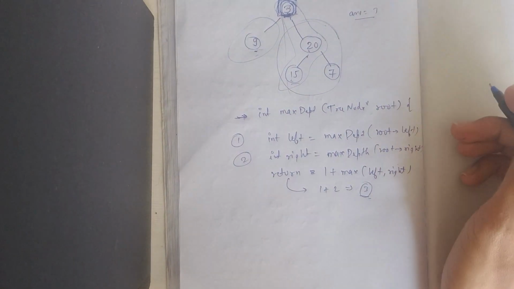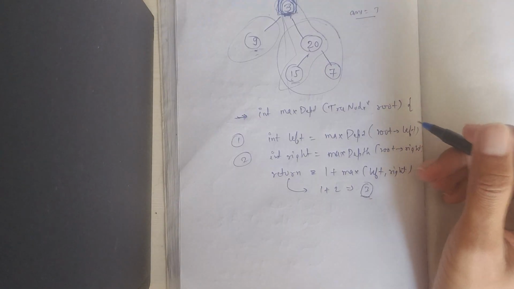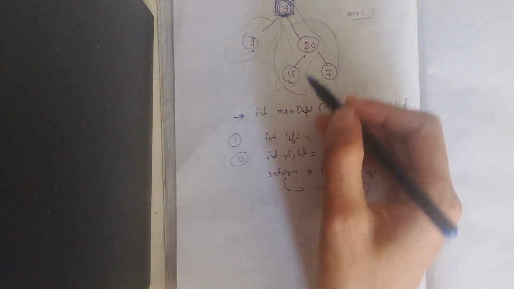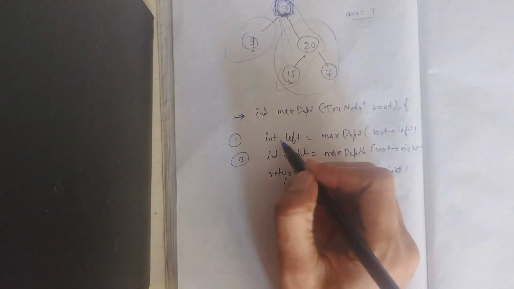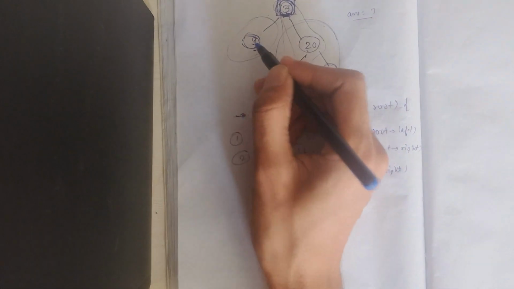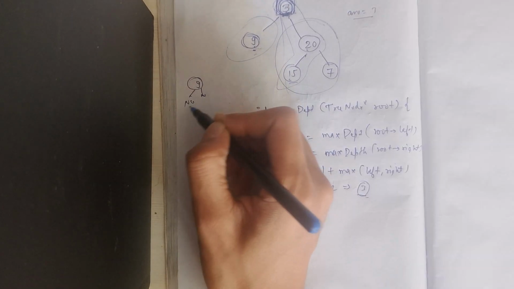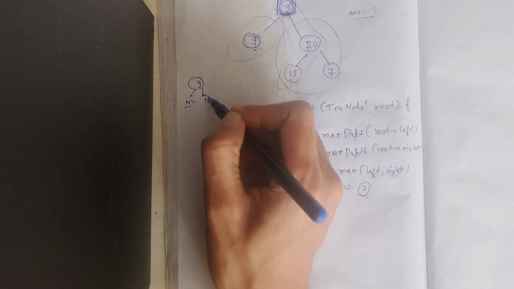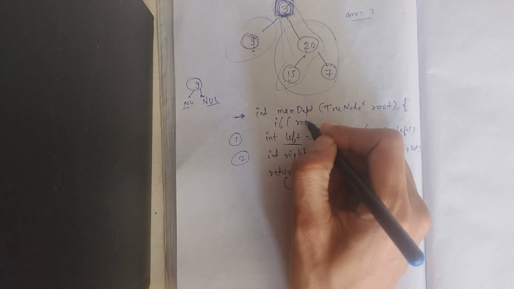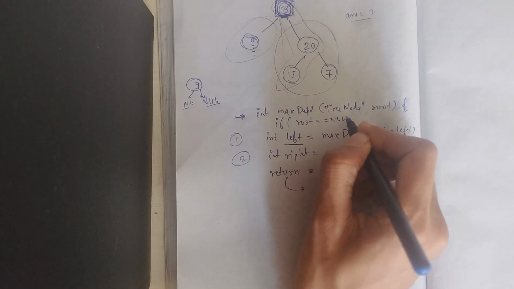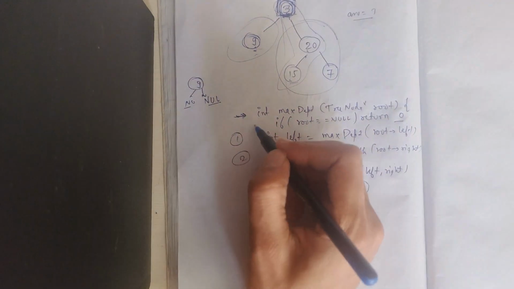Now we also have to stop the recursion. That is the base condition. At what condition do we have to stop? Suppose left will call 9. Now 9 will call null, for left and right also null. So we need to stop at null. If root equals null, then return 0. This is the base condition.